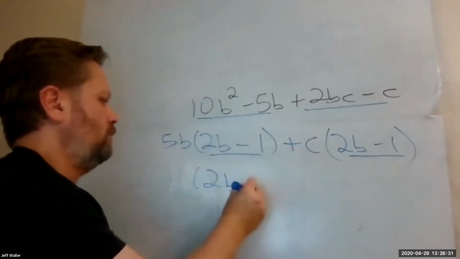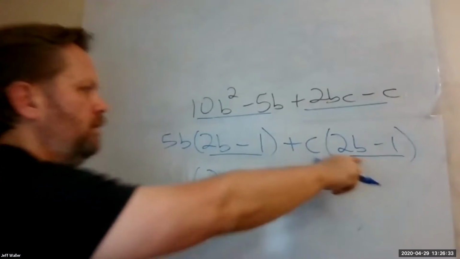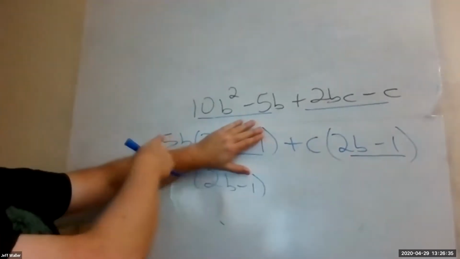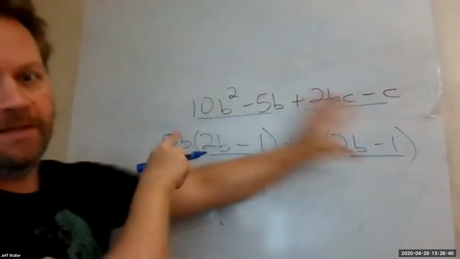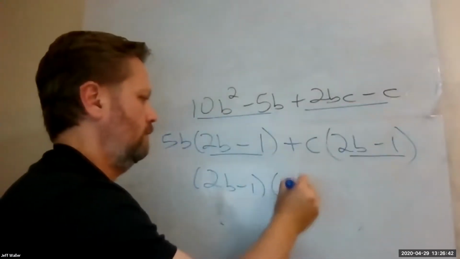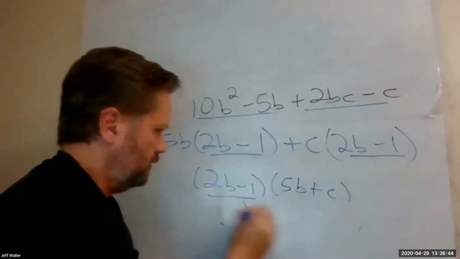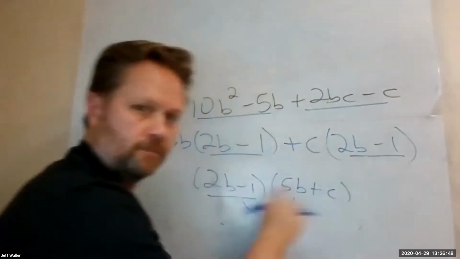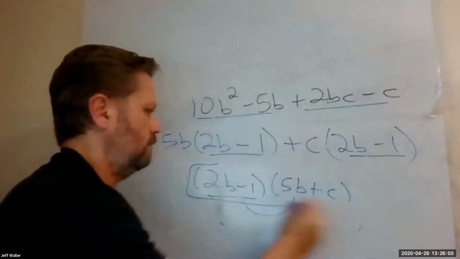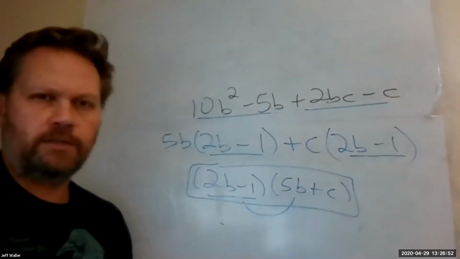So I can take a 2b minus 1 out. And what am I left with? 5b plus c. Right? There's 2b minus 1 times 5b. Bam. 2b minus 1 times c. Bam. So that is the answer for that.